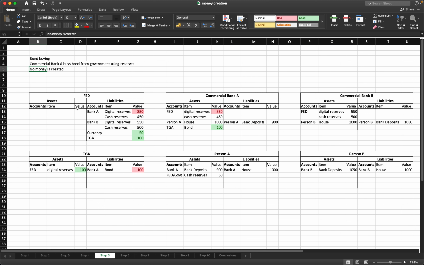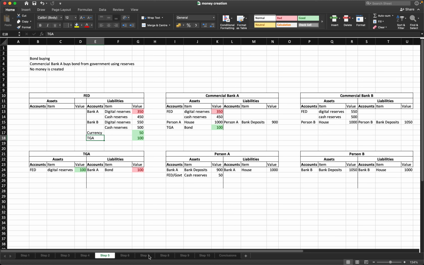In step 5, we're going to talk about bond buying. Commercial bank A buys a bond from the government using its reserves. No money is created. So as you can see here, commercial bank A had 450 reserves at the Fed. They now spent 100 of those and transferred them to the TGA, which is the Treasury General Account of the government. The government holds all their money at the Fed.